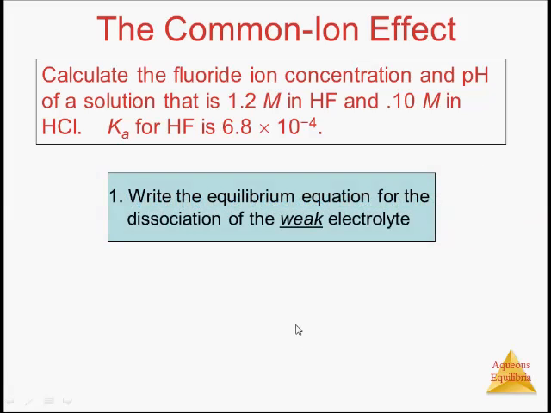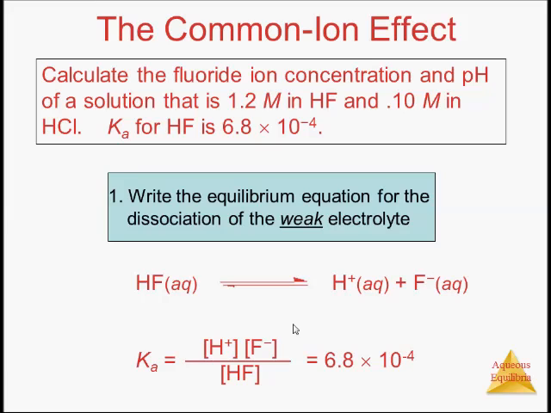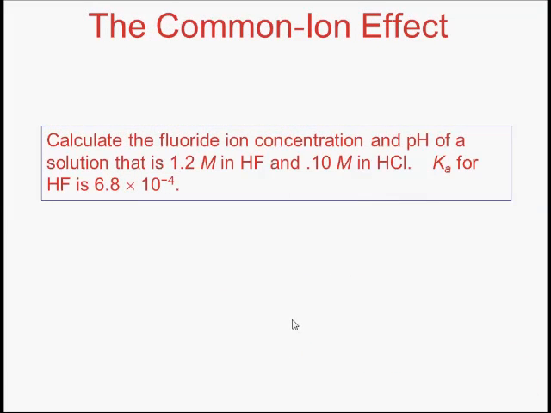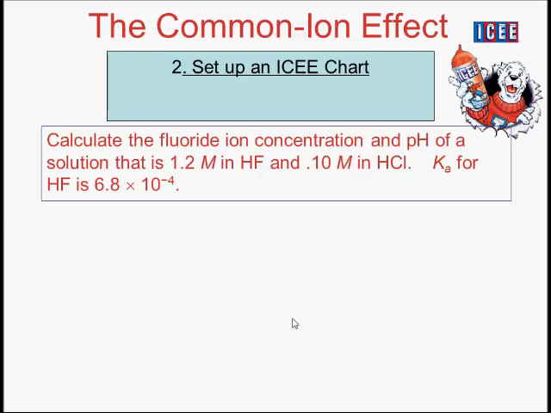So I want to first write my equilibrium equation in terms of the HF. So there's the equilibrium that I'm thinking about, and that's my primary equilibrium system that I'm paying attention to. There's my equilibrium expression. Since this is a quantitative question, that might come in handy. Now, of course, if I look at my equilibrium expression, there are a couple of variables that I do not know. So, of course, ICE chart to the rescue here.